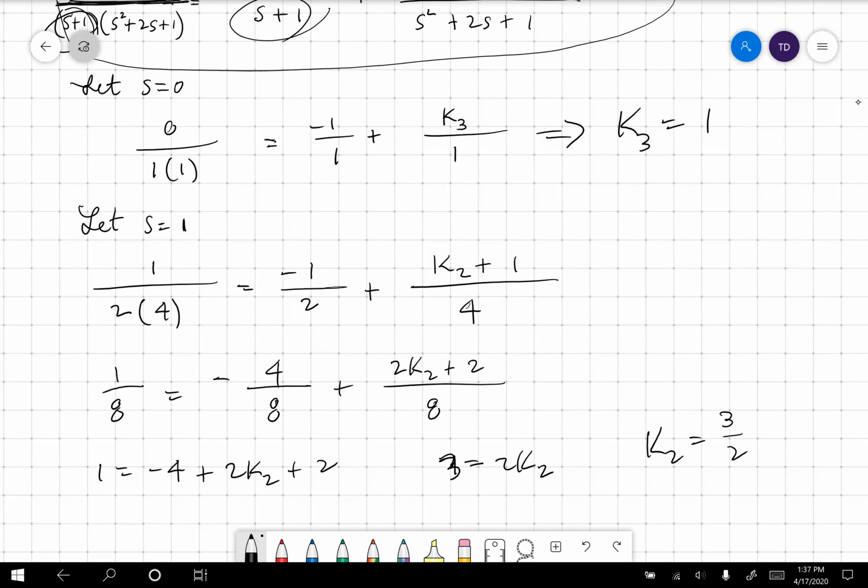12s plus 100 divided by s squared plus 6s plus 25. So we would have to factor this to know that there are complex roots. If you don't know how to look at that quickly and see that there are complex roots. So there are s plus 3 squared plus 4 squared.